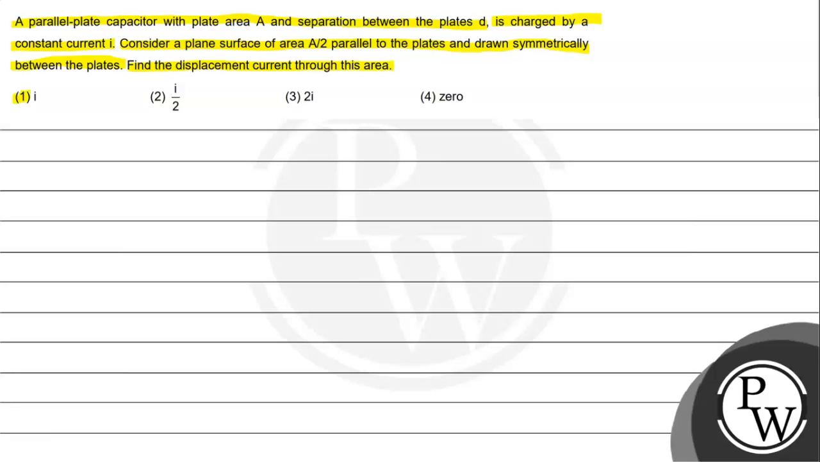So the options given are: first, whether this displacement current is I. Second option, whether it is I by 2. Third option is 2I. Fourth option is 0. So here we need to understand what exactly is the displacement current.